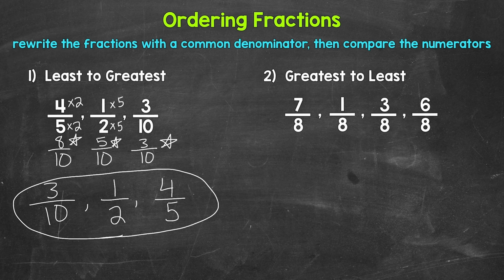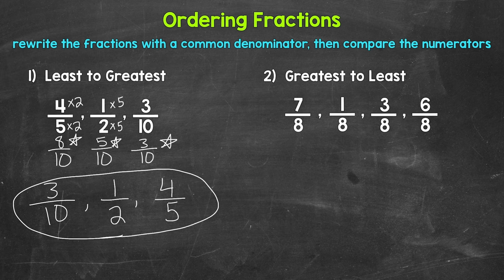Let's move on to number 2, where we actually already have a common denominator of 8. And we need to put these in order from greatest to least. Now, we won't spend too much time on this one, but I did want to include an example with a common denominator. If we already have a common denominator, like number 2, all we need to do is compare the numerators in order to put them in order.